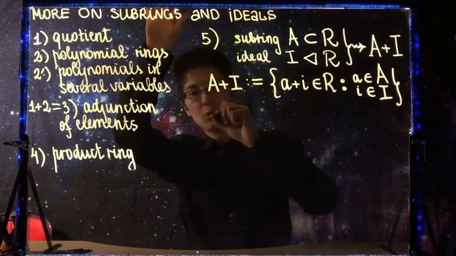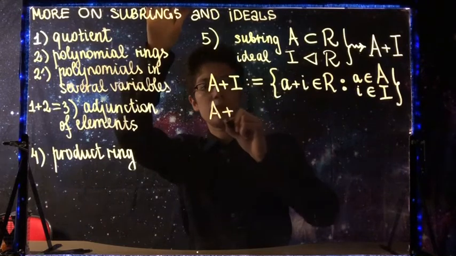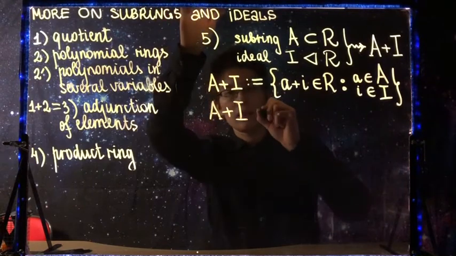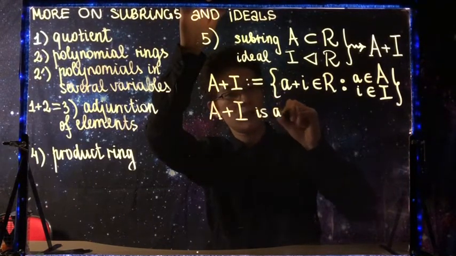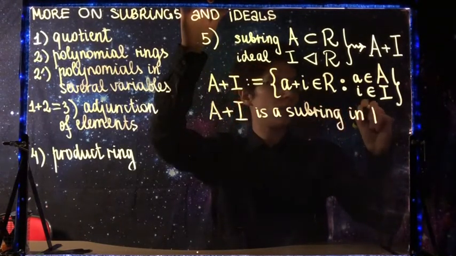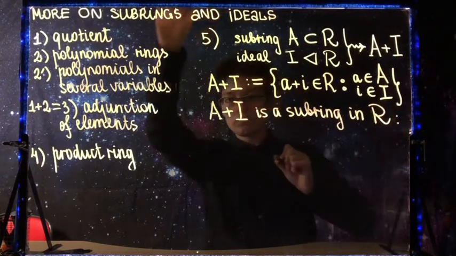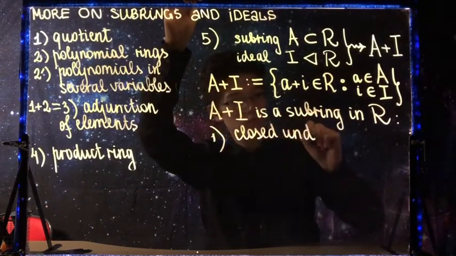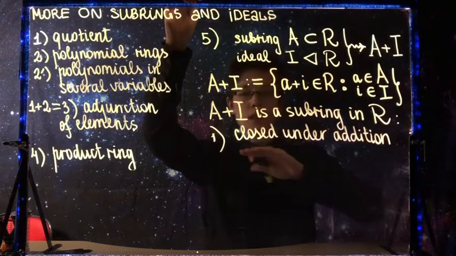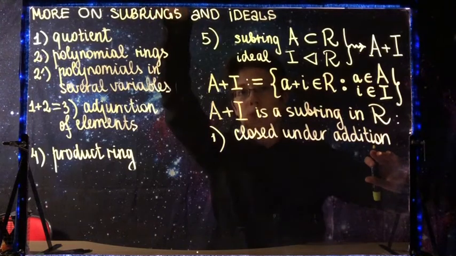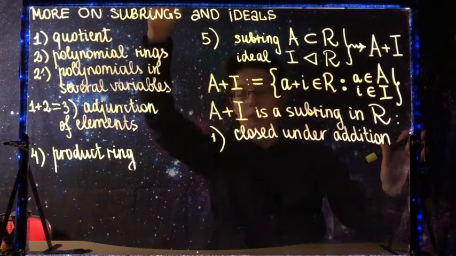For this we need to show that it is closed under addition, multiplication, and contains a unit. A plus I is a subring of R. That it is closed under addition should be an easy exercise, and I suggest that you stop the video and try to do it. If you have any troubles, you should definitely talk to me during the lecture meeting.